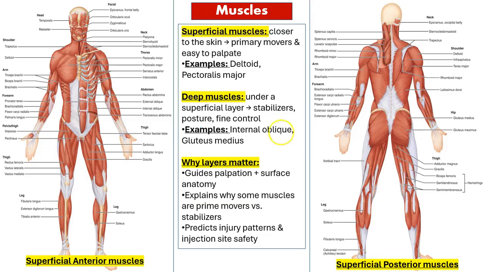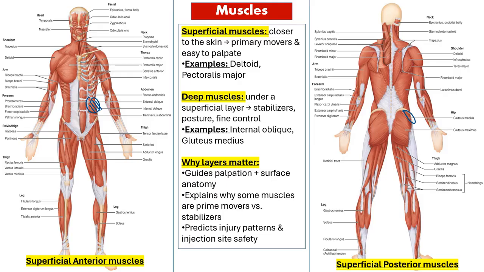Some examples are going to be our internal obliques and our gluteus medius. So we have our gluteus medius here. See, we have our gluteus maximus, basically deep to the actual gluteus maximus here. And then we're going to have our internal obliques. When we go here, here's our internal obliques. Again, the fibers are going at an angle. That's what they're called an oblique. Internal because they're going to be deep, okay, to the actual rectus abdominis muscles, and also, again, to our transverse abdominis muscles. Why does this matter?